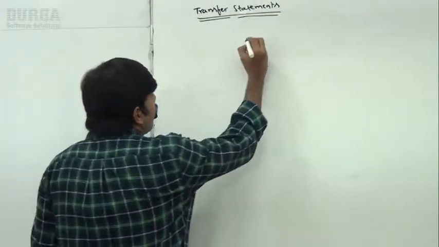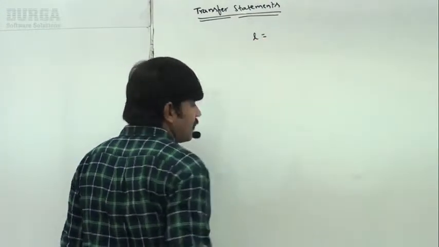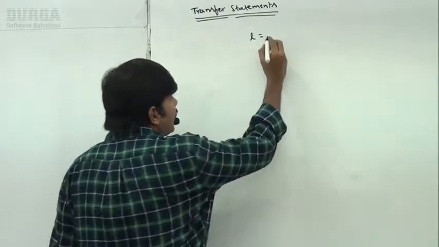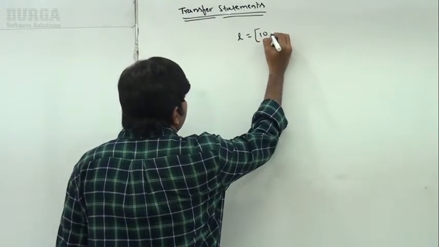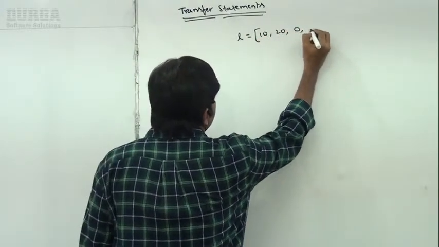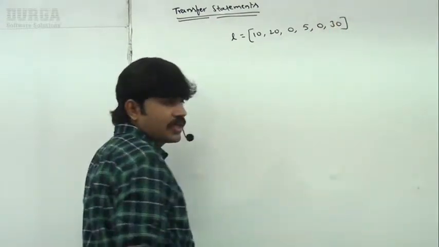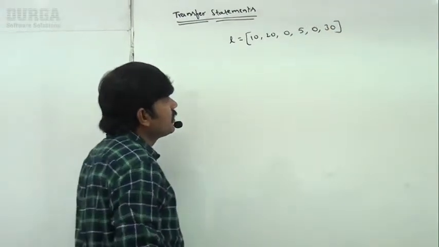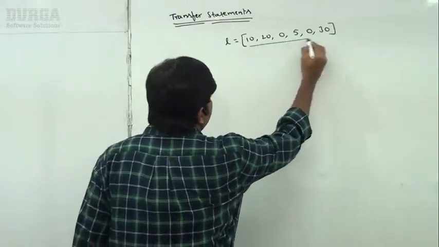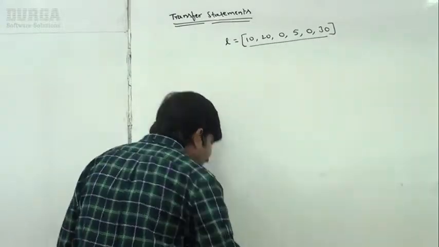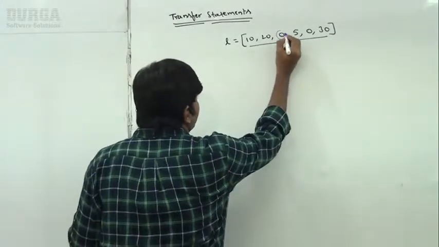Sir, I have a list of numbers. How many numbers are there? 10, 20, 0, 5, 0, 30, sir. Can you please count how many values are there? 3 plus 3, 6 values are there. In that, how many zeros are there? Okay, 2 zeros are available.